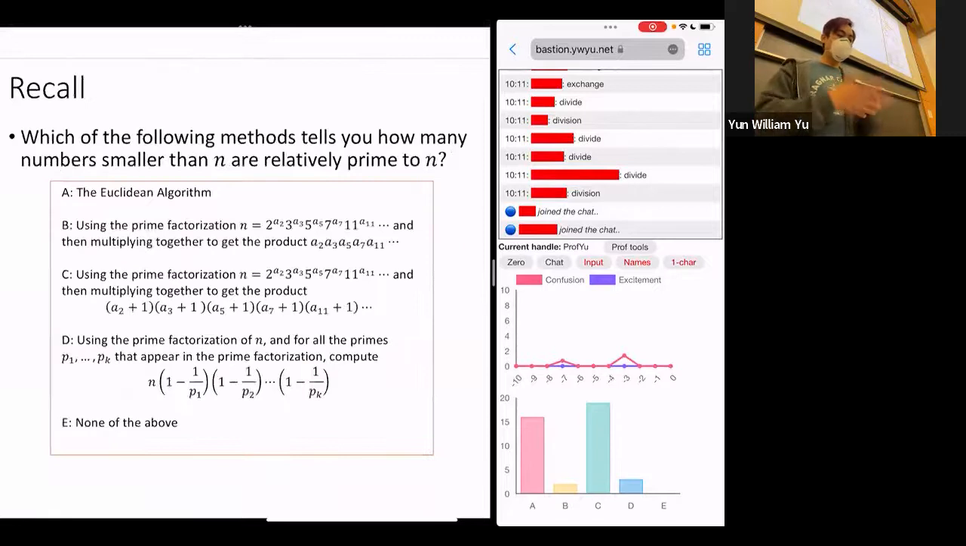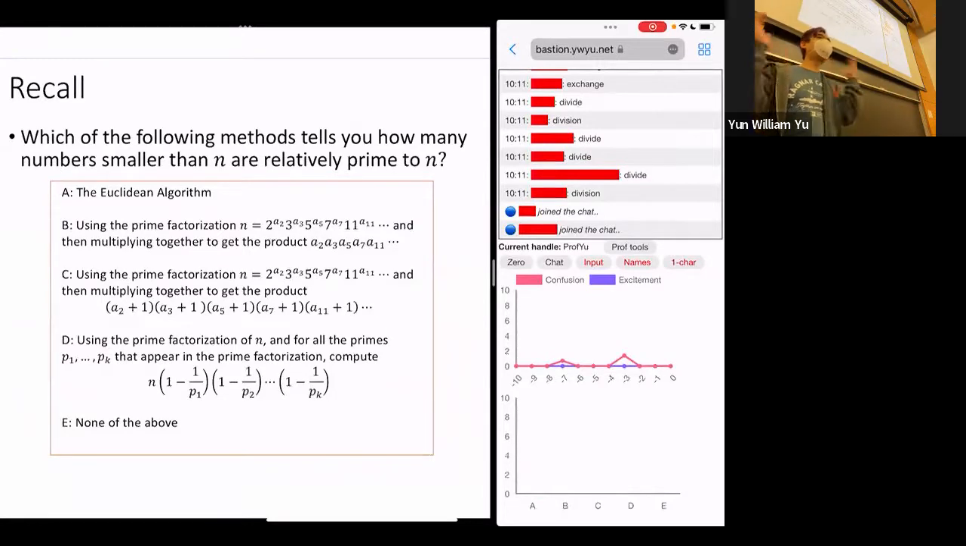So which of the following methods tells you how many numbers smaller than n are relatively prime to n? So this was on your midterm, so all of you should know the answer, and hopefully you guys still remember. So is it the Euclidean algorithm? Is it multiplying together the prime factorization? Is it multiplying together the powers of the prime factorization plus 1? Is it this weird formula down there? Okay, so it looks like people do indeed remember.